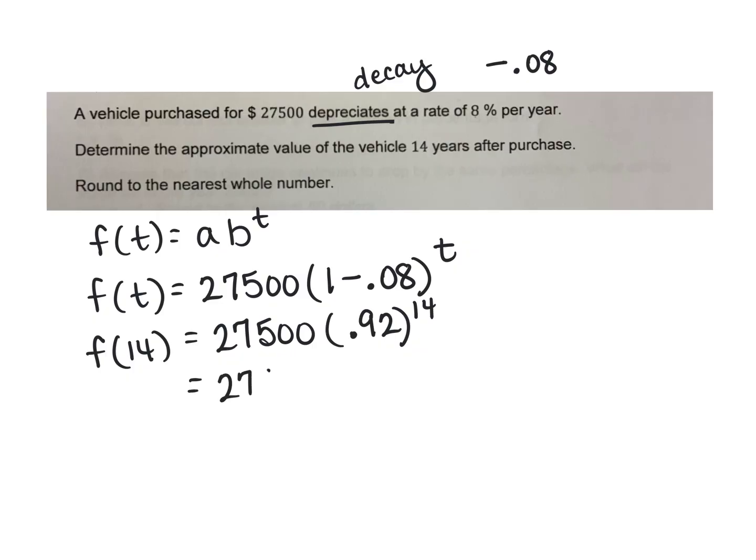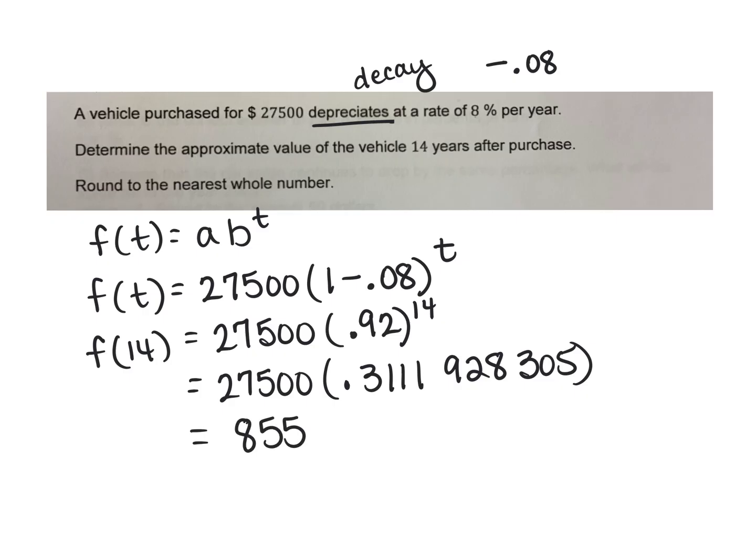So I have 27,500 times this decimal, 0.3111928305. And when I multiply that by the 27,500, it tells me that this car, after 14 years, is worth $8,557 and 80 cents. So we have to be careful about how we round. As I'm looking at this, the 8 will of course push the 7 up, so this car would be worth $8,558 after 14 years.